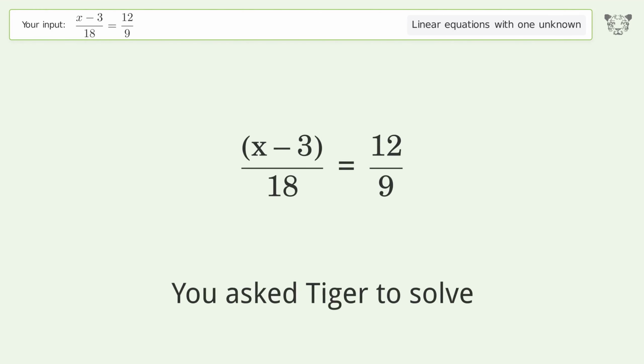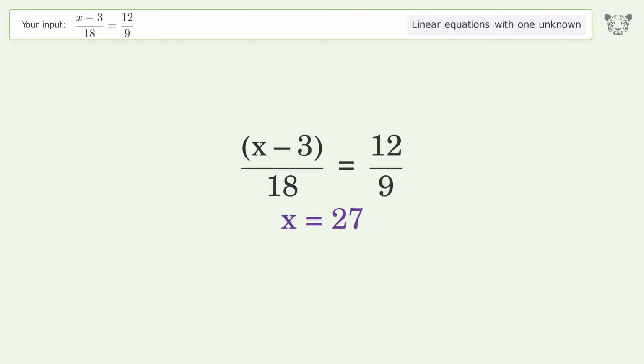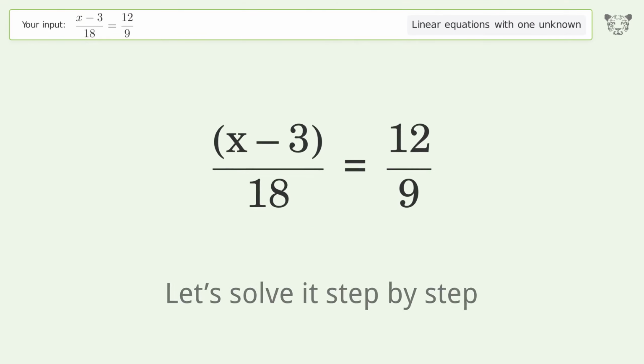You ask Tiger to solve this. This deals with linear equations with one unknown. The final result is x equals 27. Let's solve it step by step.